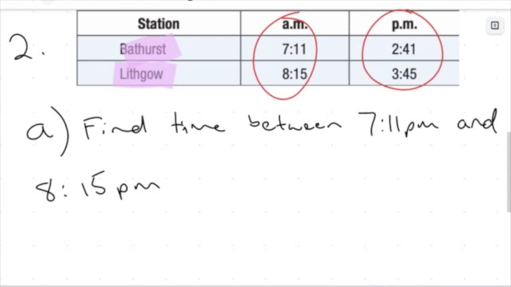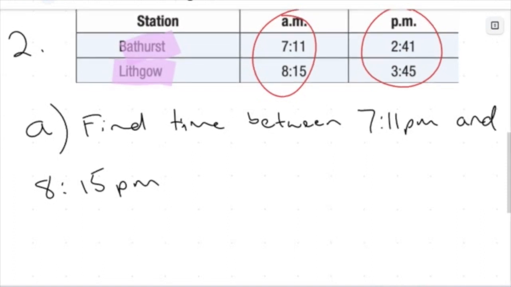Now, this, like I said, has real world applications, right? Say I've got on the train at Bathurst and I know from the timetable that it's going to get me to Lithgow at 8:15. I can figure out how long the actual trip is going to take. Maybe that's important to me and I need to find out. Or I live in Lithgow and I know that the train got to Bathurst at 7:11, and I want to find out how much time I have to get ready in the morning to go to work or something. So here we can find the time between these two.